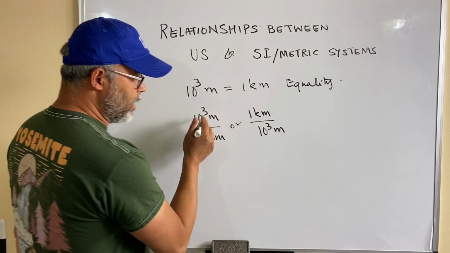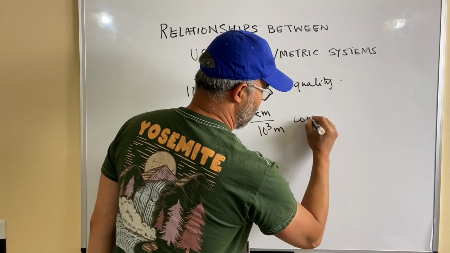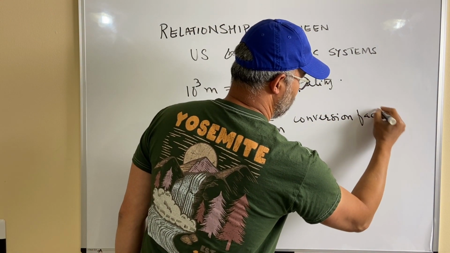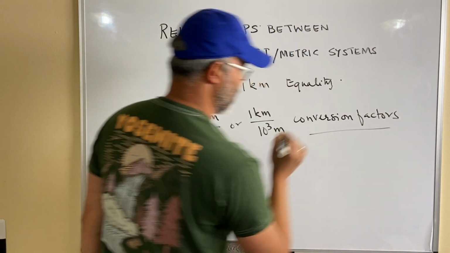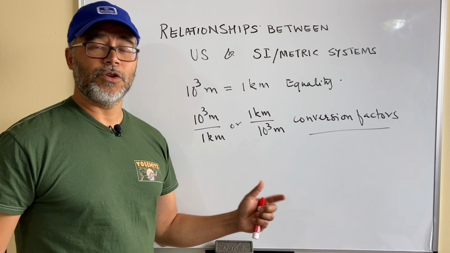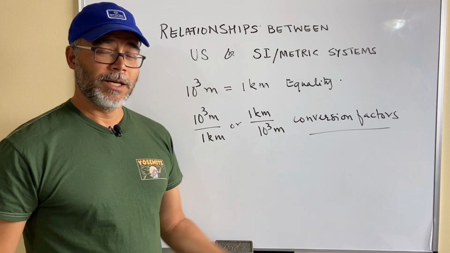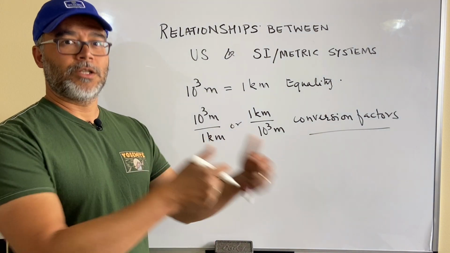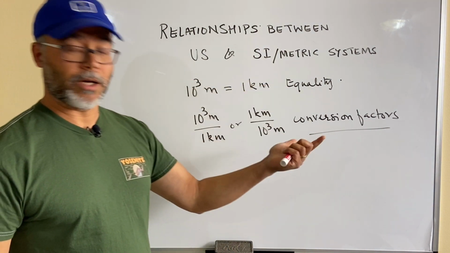So now, these fractions are actually given specific names. They are called conversion factors. So from now on, we'll refer to these as conversion factors. Each equality can give rise to a couple of conversion factors, and you have to make a decision which one you're going to use. And the whole point of a conversion factor is to help you convert from one unit to another, okay, which is what we're doing here, okay?